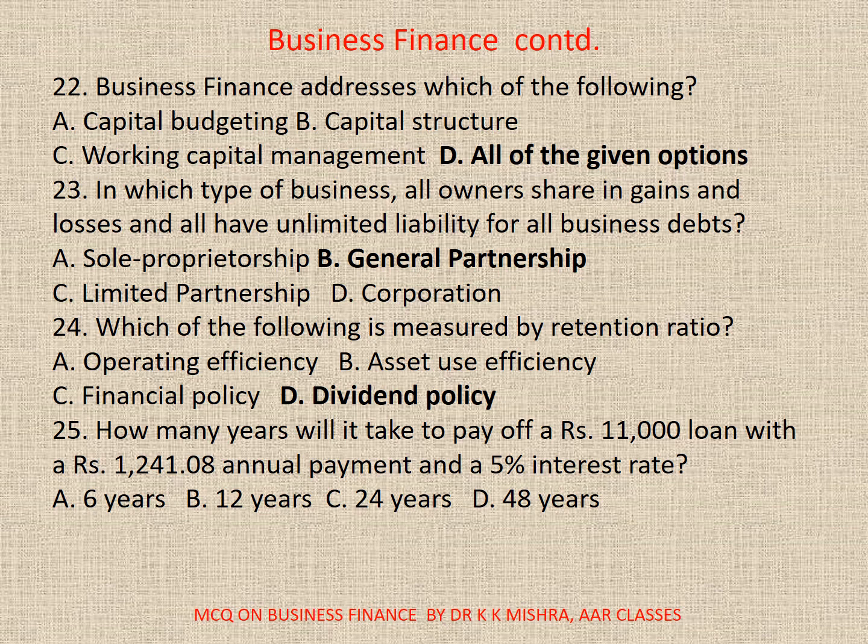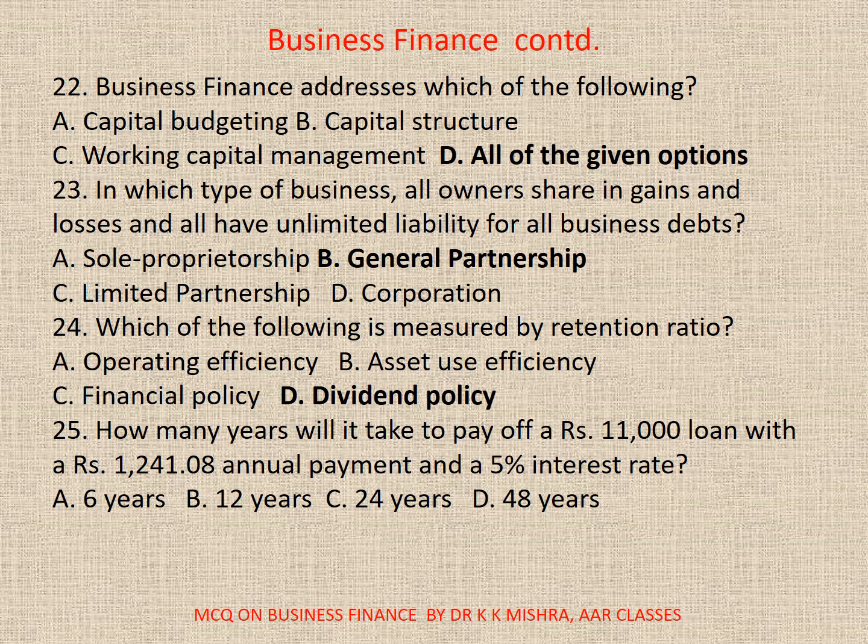Now, question number 24. Which of the following is measured by retention ratio? A. Operating efficiency, B. Asset use efficiency, C. Financial policy, or D. Dividend policy. The correct option is D. Dividend policy. Actually, retention ratio determines how much of net income is retained for reinvestment and how much is paid as dividend.